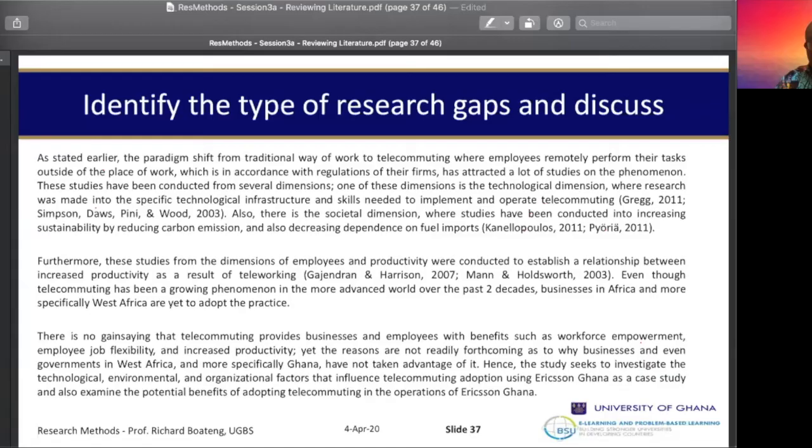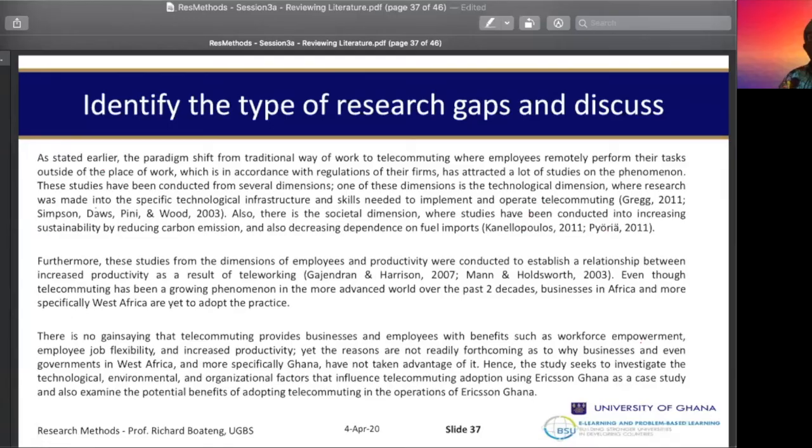It's giving a compliment. Usually, people start gaps by complimenting what has been done before they point out the gap. That is a very honorable way of pointing out the gap. You compliment what has been done, then you point out the gap. Okay, so these empirical studies have been conducted from several dimensions. One of the dimensions is the technological dimension, where research was made into specific technological infrastructure and skills needed to implement and operate telecommuting.